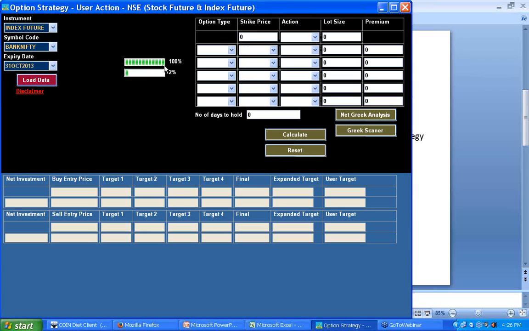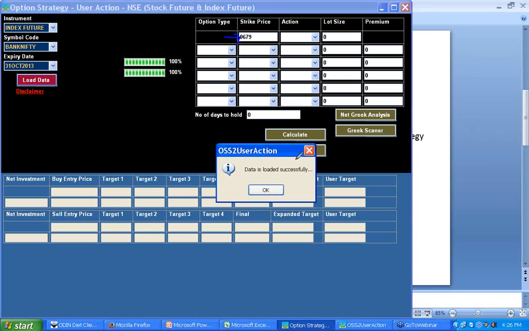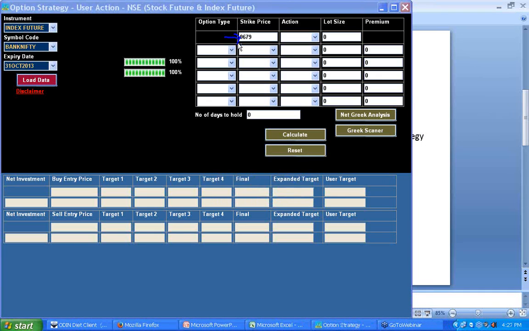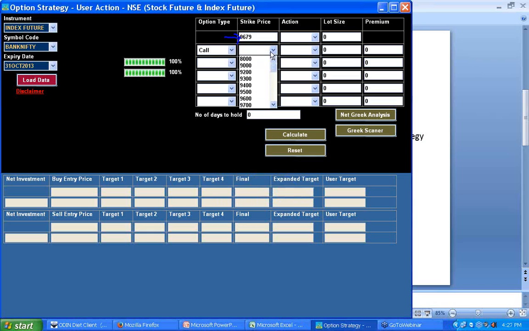Once my data is loading, I will see what percentage of my data is loaded. Once the data load is completed, the last traded price retrieved by the software will be displayed here, and I will get an icon called data loaded successfully. This window will pop up. I will just close it off. Then here all my call strikes are loaded, and here all my put strikes are loaded.